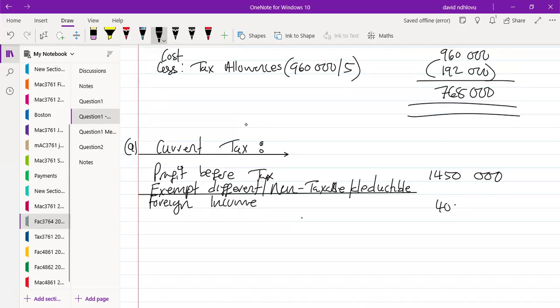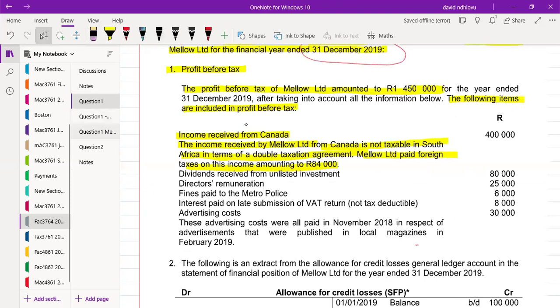The amount is 400,000. So for accounting purposes, it was added because this is income in arriving at that profit before tax amount. It was added in arriving at that amount there. However, for tax purposes, it is not taxable. It doesn't lead to tax expenditure. So we need to reverse it from the profit before tax by deducting it. Income, you deduct; expenses, you add them.